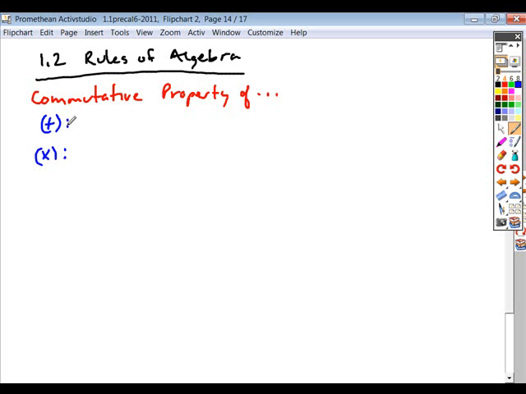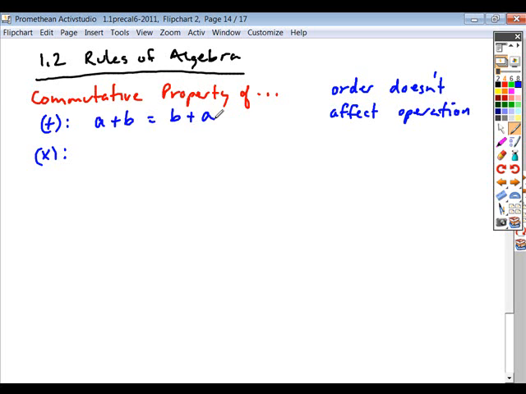And basically what the commutative property says is the order does not affect the operation. Okay? Meaning, if you add two things, so in terms of A and B, if we add A and B together, that's going to be equivalent to adding B and then A. It doesn't matter the order that you do this.